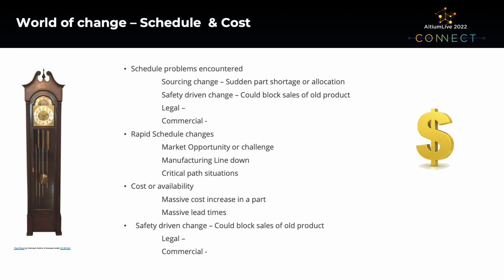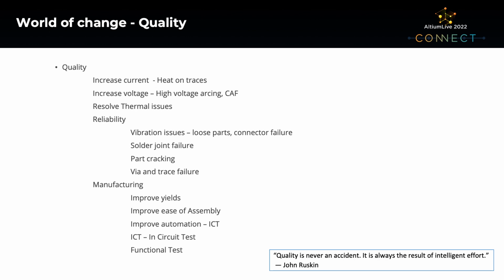We also might have quality reasons for change. If we're building something and we find out we need to increase the amount of current it handles, well, that's going to be a redesign. Or we need to go to higher voltage. That might be a redesign. There might be arcing or there's problems with a particular circuit, and we're getting shorts there. We also might have thermal issues that we need to resolve.